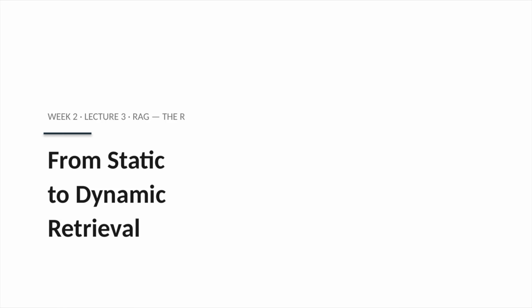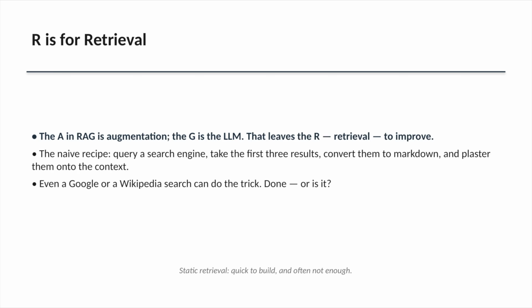In the previous lesson, we covered the basic strategy for augmentation, the A in RAG. And since the G is covered by the LLM, we have the R to improve upon. R is for retrieval. And sometimes static retrieval is not enough. When the domain of knowledge and the number of sources we need to use are vast, we need to apply dynamic retrieval strategies.